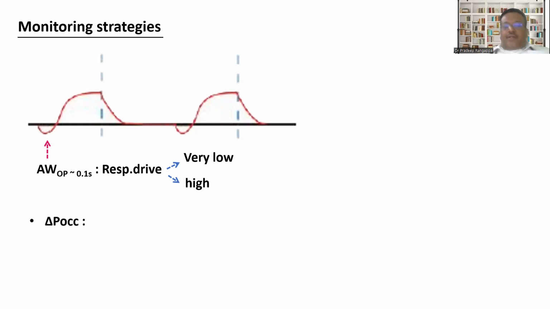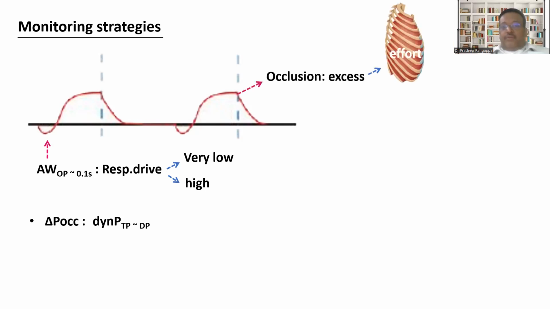Then there's another concept called the deflection in the pressure because of the inspiratory effort against the airway occlusion for the whole of the respiratory cycle, which is called delta P occ. And this seems to correlate very well with the dynamic transpulmonary driving pressure. This is not available in the ventilators I have in my ICU, but AWOP 0.1 second is available in the ventilator, which I'll show you.